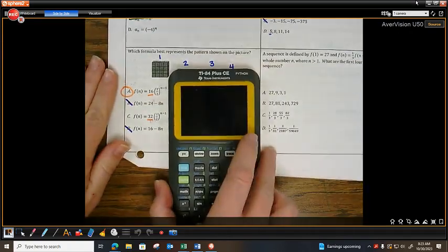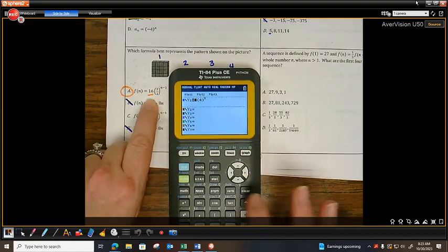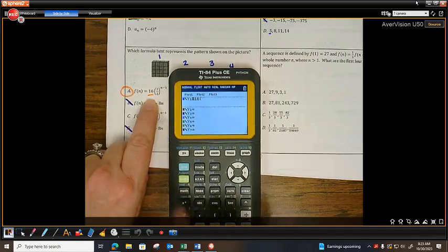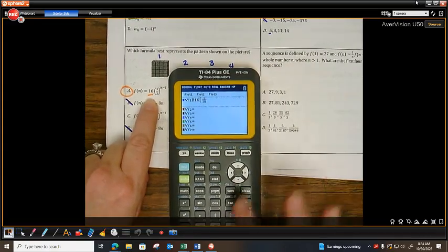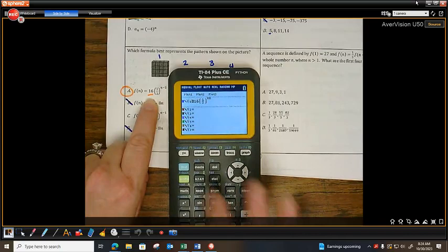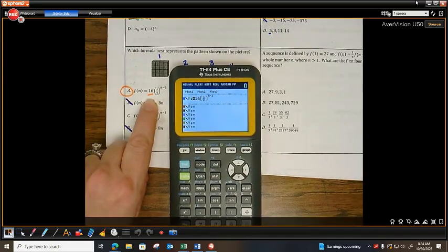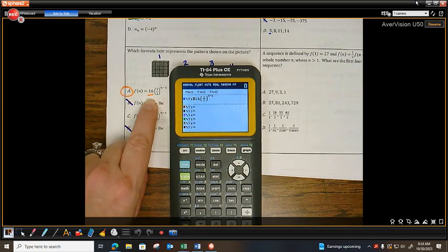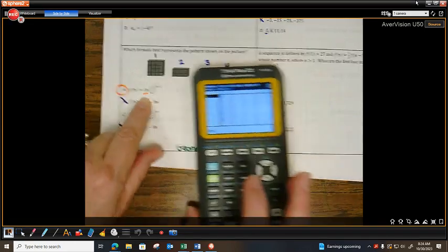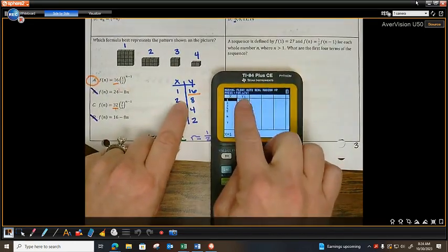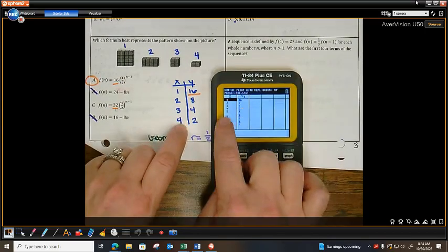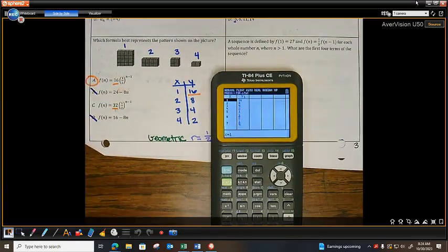Can we put this in our calculator? Yes, go to y equals 16 parentheses 1/2 raised to the x minus 1. Then what should I do? Go to the table, and my table should match this. 1, 16; 2, 8; 3, 4; 4, 2. Good?